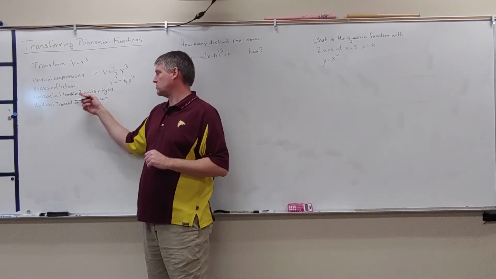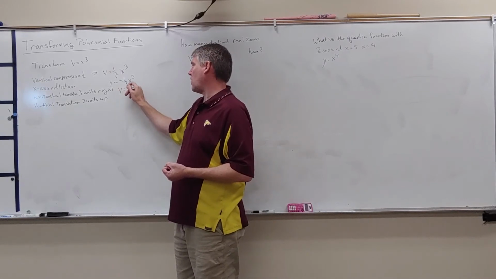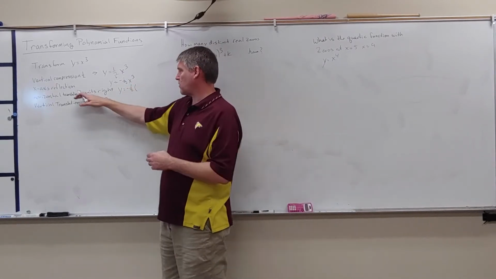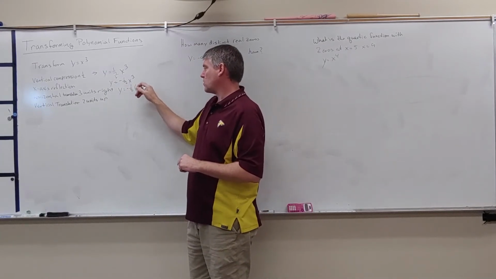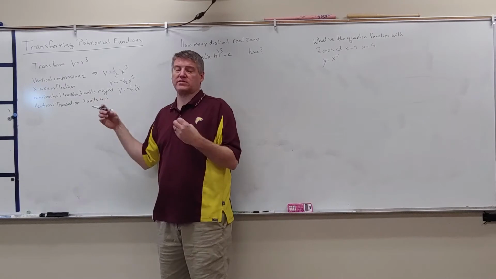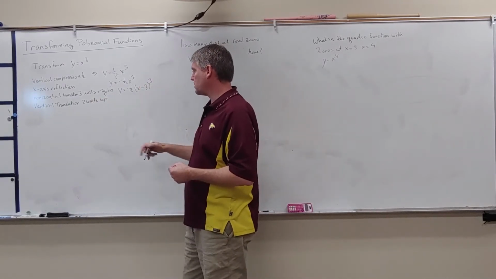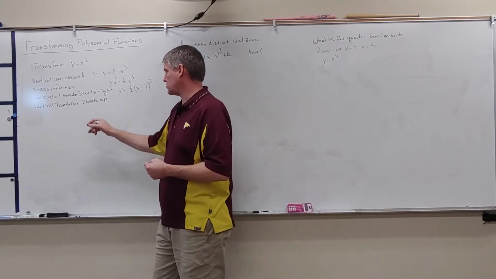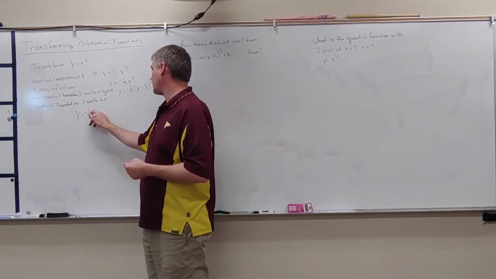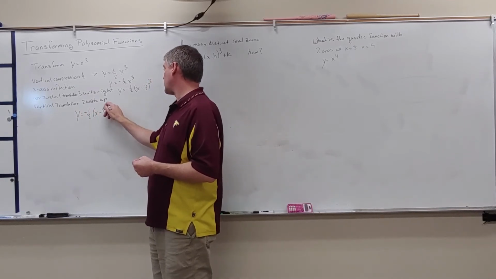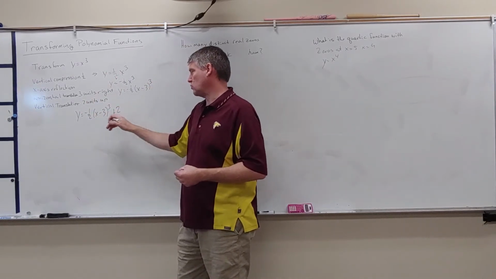It says a horizontal translation of 3 units right. So now I'm going to have to go inside. Remember, horizontal is inside with the x. So x right is -3, so +3 is going to make that 0. So it's x minus 3 quantity cubed. And then it says vertical translation 2 units up. So y equals -1/2 x minus 3 cubed plus, because I'm going up, 2.